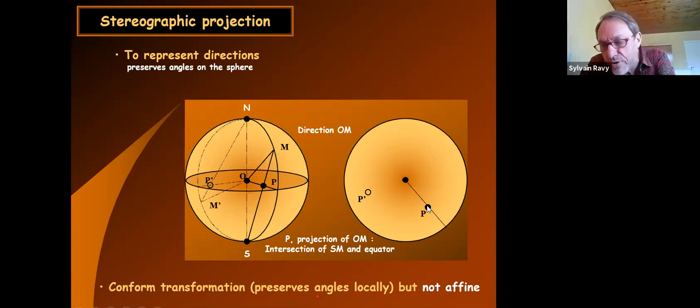So here, for example, you have the point P, and if your point M is in the southern hemisphere, you take the North Pole to get the P prime projection, okay? Everyone uses this projection because it's a conformal transformation that preserves angles, but it's not affine, of course.